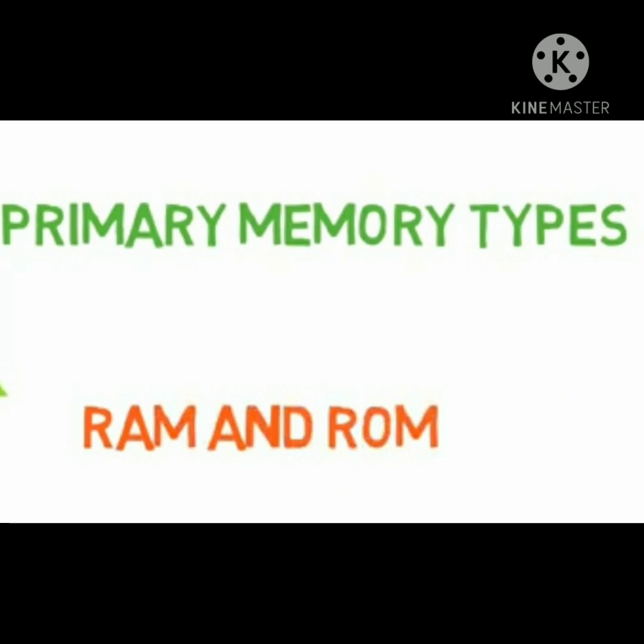Main memory is also called primary memory or semiconductor memory. The primary memory stores programs and data which are currently needed by the CPU.